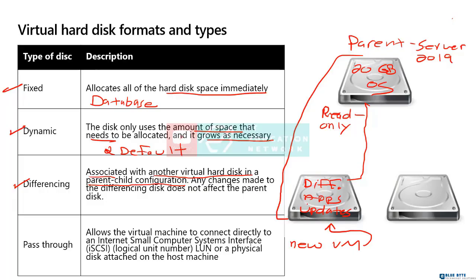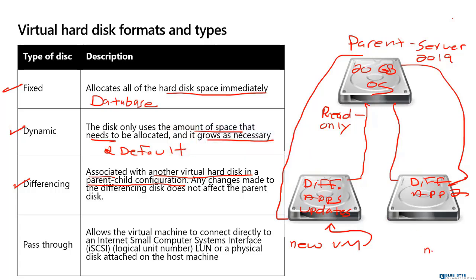Now, you could do this as many times as you want. I could have another differencing disk, and I could, in this differencing disk, install some other applications. I'll say app 2. These are completely independent. So this differencing disk is linked to the parent, same as the other. I just create a new virtual machine here, and it uses this disk. They are two completely different operating systems in every way, different virtual machines.